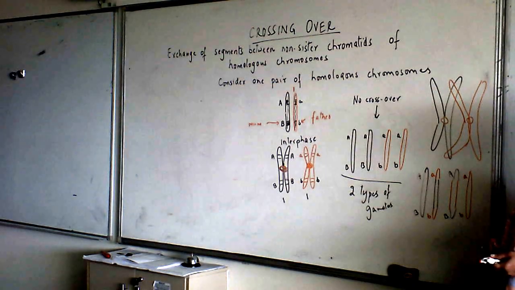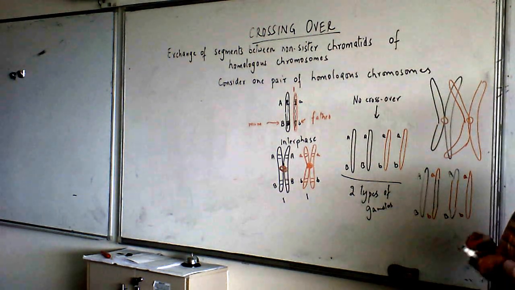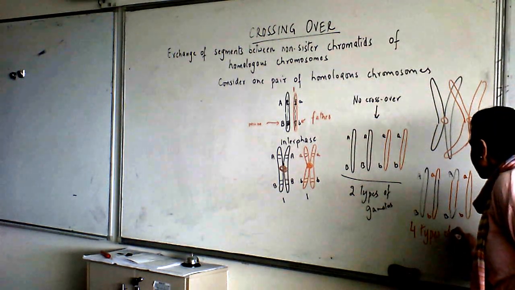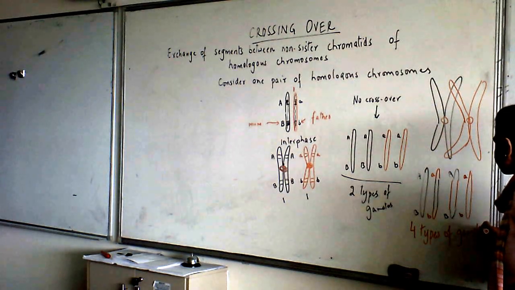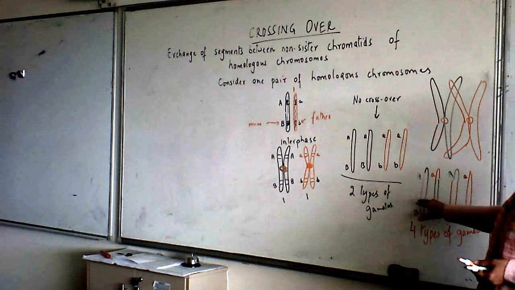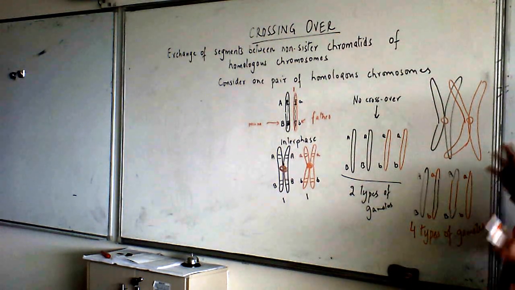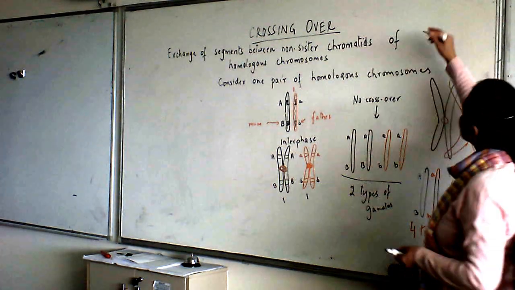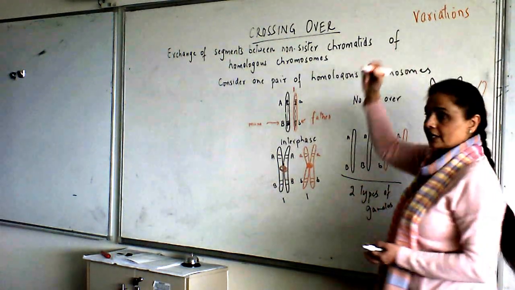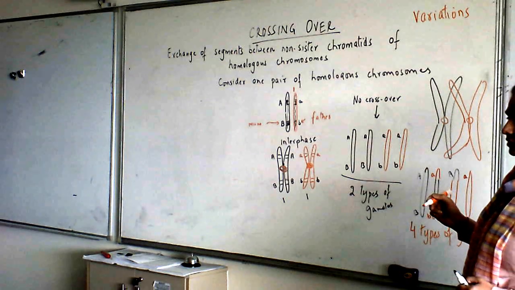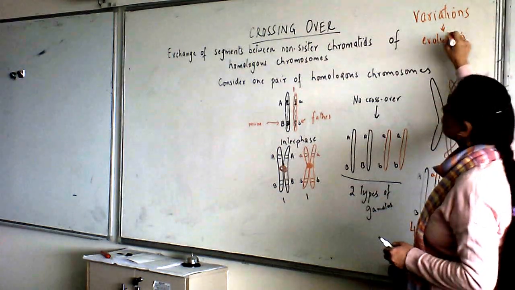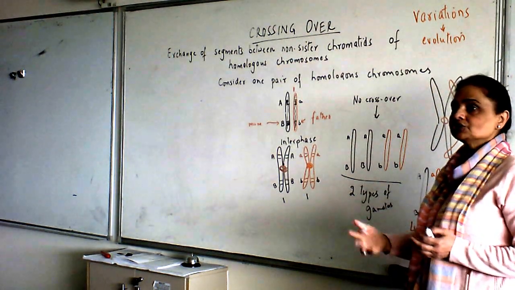Exactly, that's what we're coming down to. So crossing over gives us 4 different types of gametes. Listening carefully, Ibrahim. So we get 4 different types of gametes at the end, and that is the importance of crossing over. It helps bring about variations. And the more the variety, the more the chances of survival. So variations contribute to evolution, which is evolving of the species. Evolving is changing of the species.